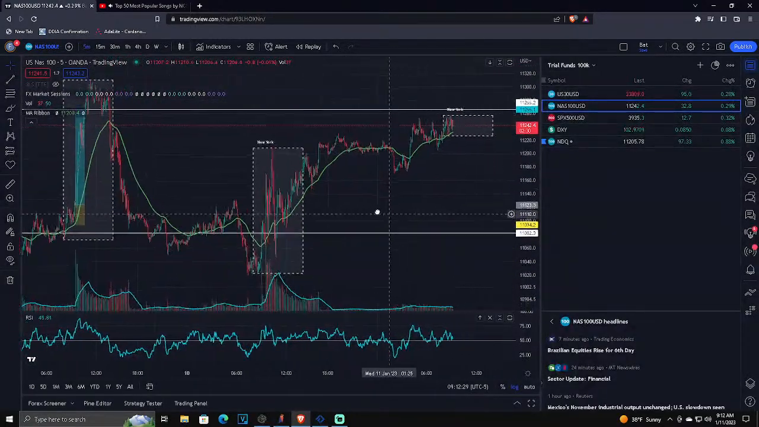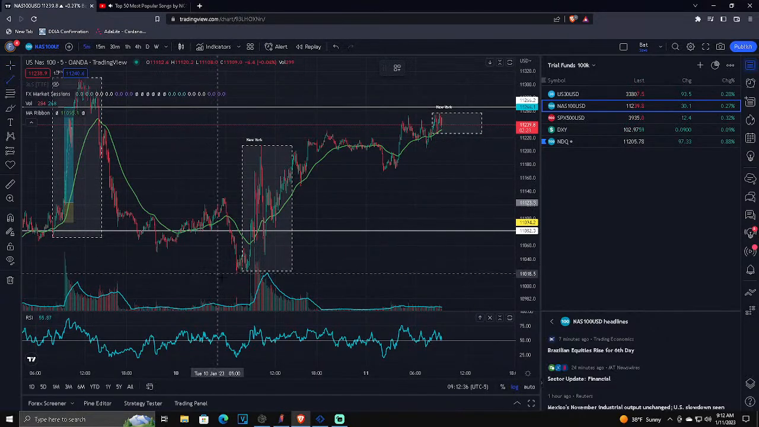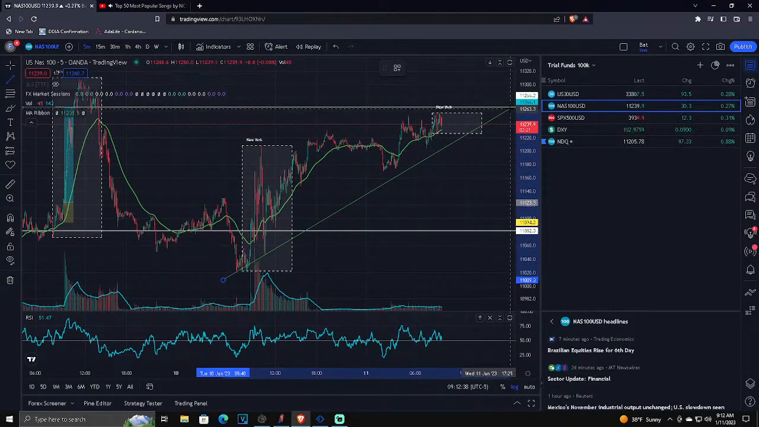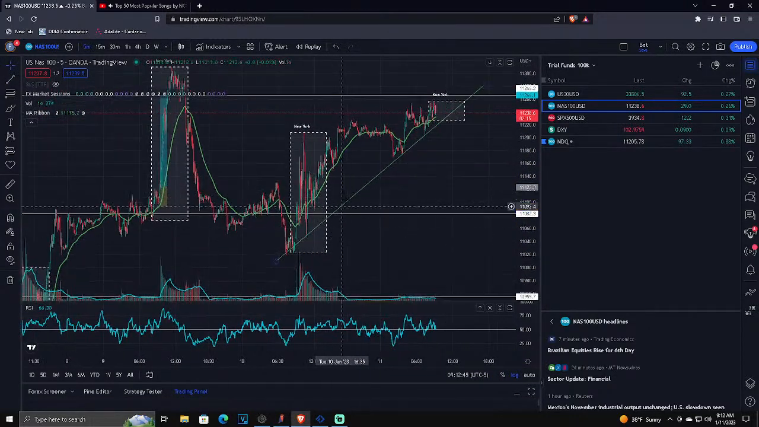But since yesterday, we've started a relatively strong uptrend. So if you were to put a line on it like this, this would be about what our trend looks like as of right now.